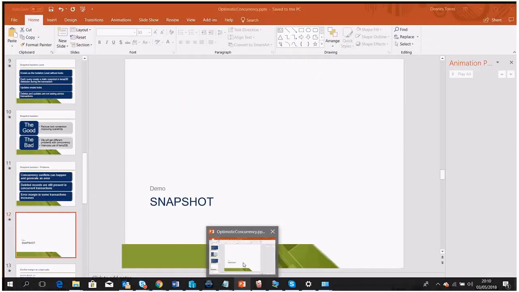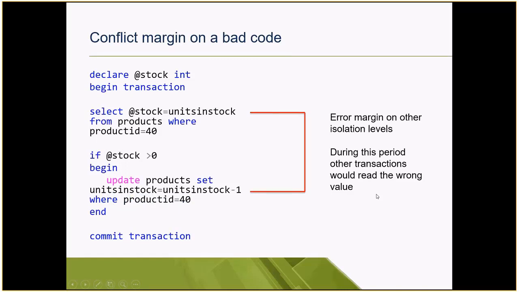Let's continue on the explanation. I talked about bad code. Bad code, code with bugs that may be hidden in production. How is this possible? Look at this code. This transaction is reading the stock of the product, making some decisions, and then updating the stock of the product. This is not good code. This is bad code.